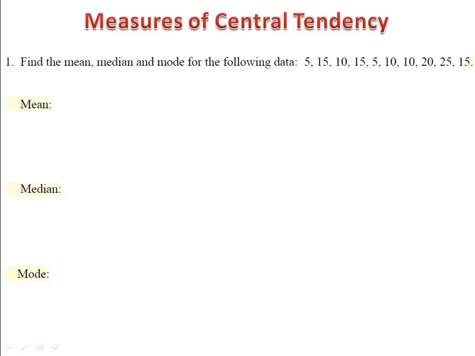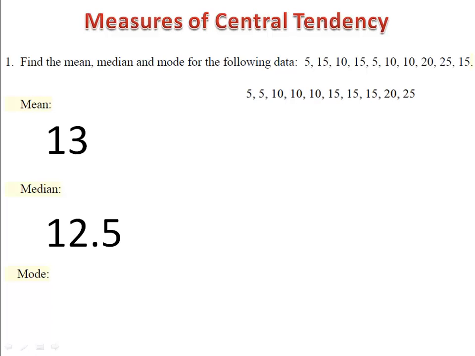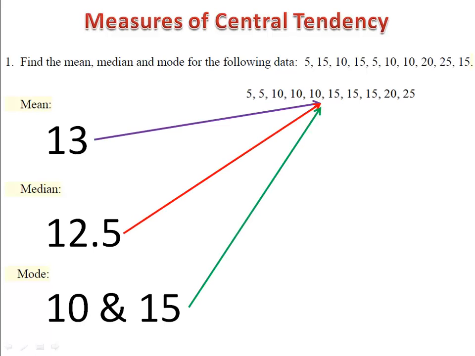Here's the data set that we were working with before. We already found the mean, the median, and the mode. We found those through our first examples. In this case, which of these represents the data the best? Well, notice 13, 12 and a half, and even the modes 10 and 15 are really close to the middle. I would say in this case, all three represent the data fairly well.